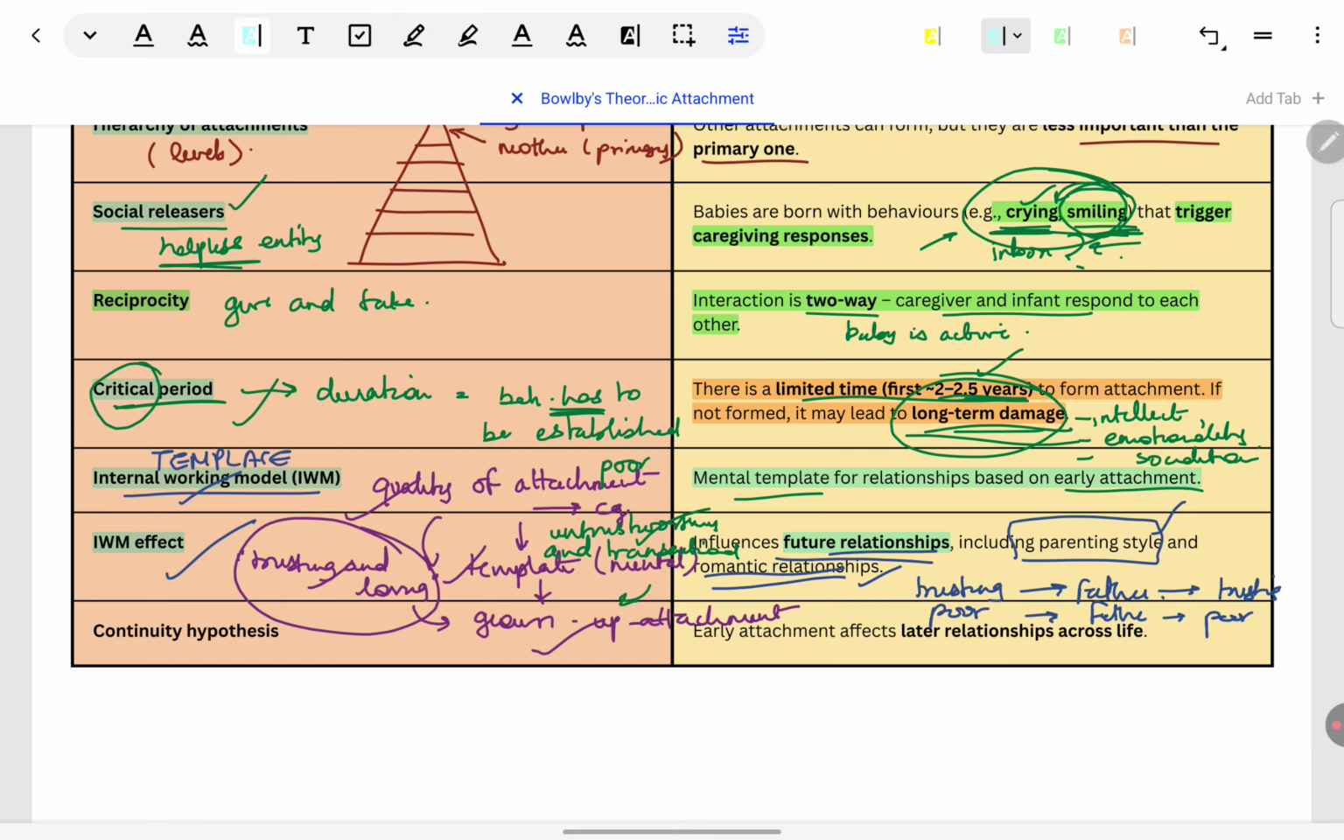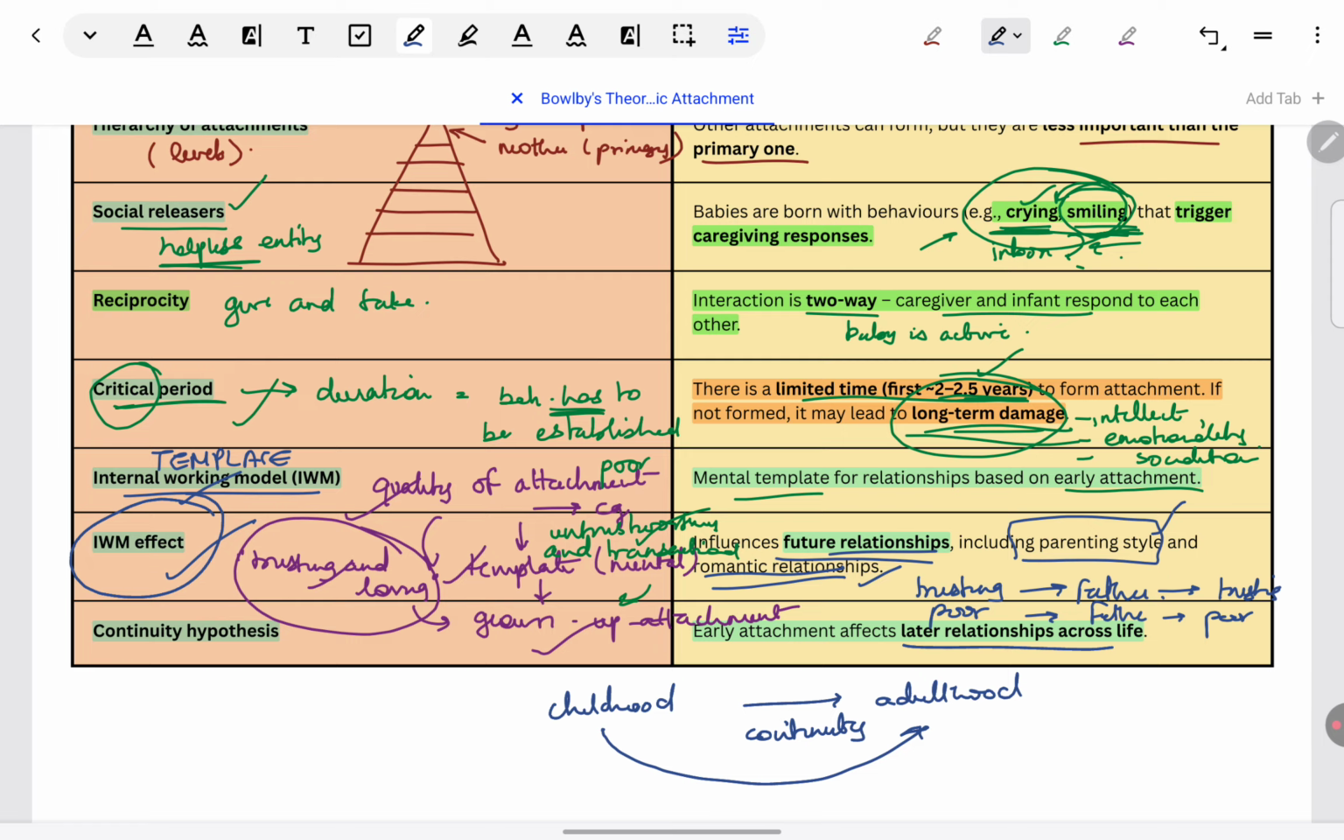Finally, Bowlby has given the continuity hypothesis. Continuity hypothesis is not a new idea, but it just shows the smooth transition of relationships. Whatever we were seeing just now, that in childhood there's a type of relationship, then that goes on impacting adulthood also. This shows continuity. It means Bowlby is trying to encourage us to think in terms of what is in childhood transitioning into adulthood. Other researchers have found these things to be discontinuous.